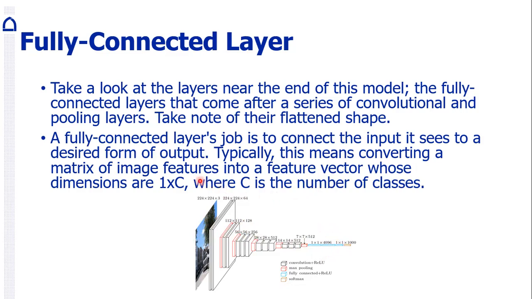So it converts a matrix of image features into a feature vector whose dimension is 1 multiplied by C, in which C is the number of classes. So the output here, for example, can be 1 multiplied by 1000. This means we have 1000 class labels, so this network can classify 1000 labels.